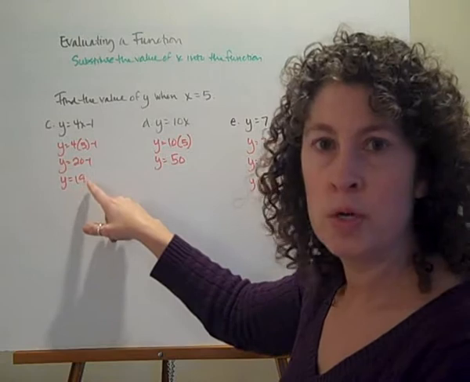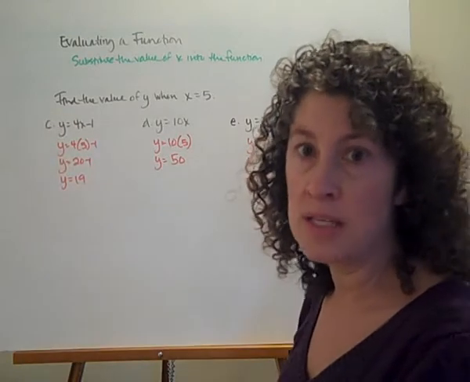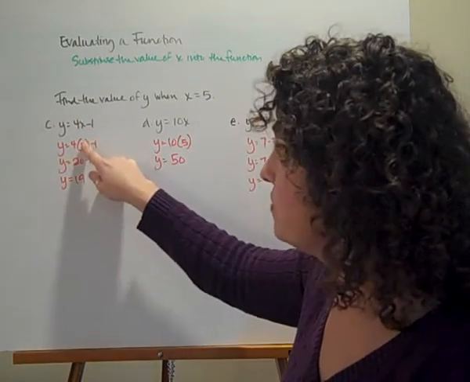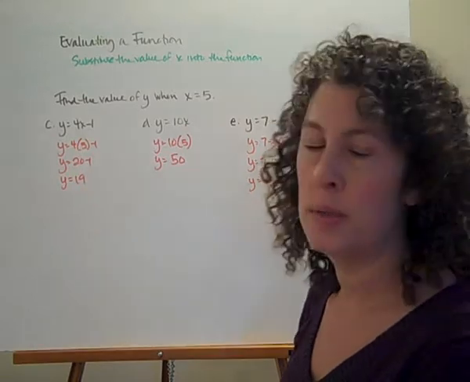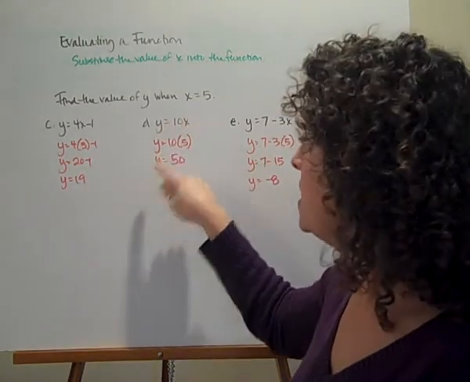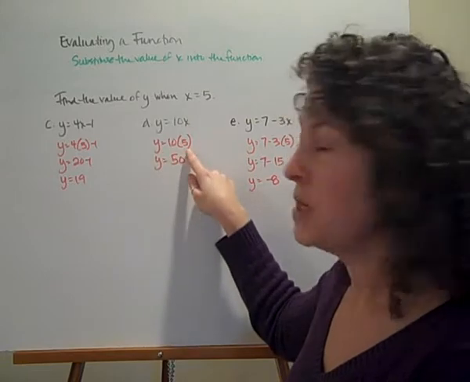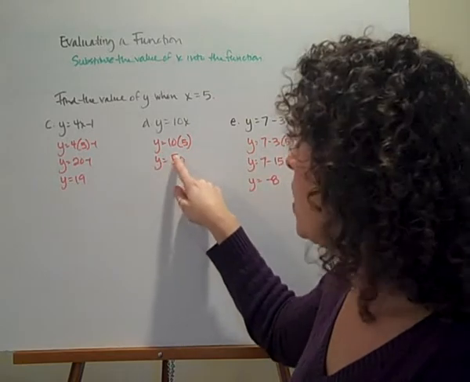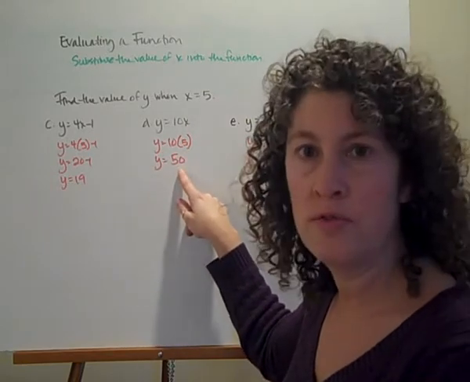There's really no algebra to do here since the y is already isolated. I do 4 times 5 gives me 20. 20 minus 1, 19. Take my second equation. Y equals 10x. I'm going to substitute the 5 in for the x. I end up with y equals 10 times 5, which is equal to 50.